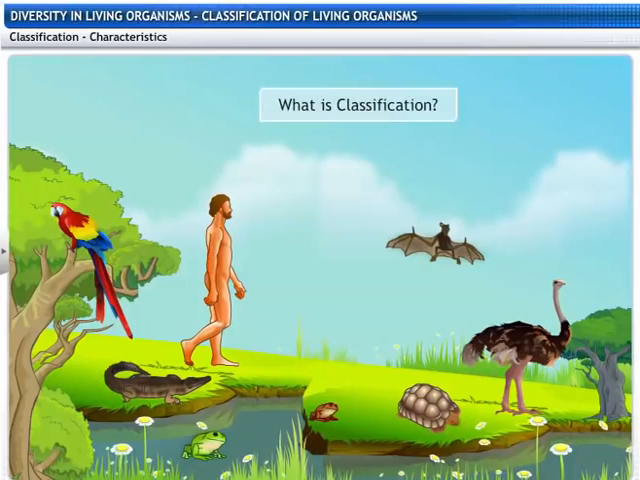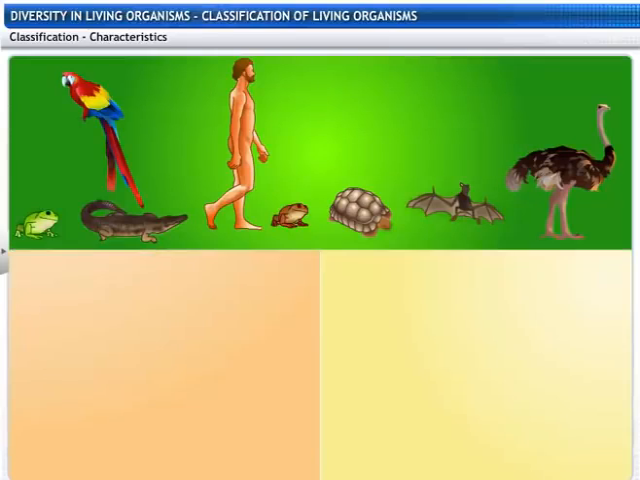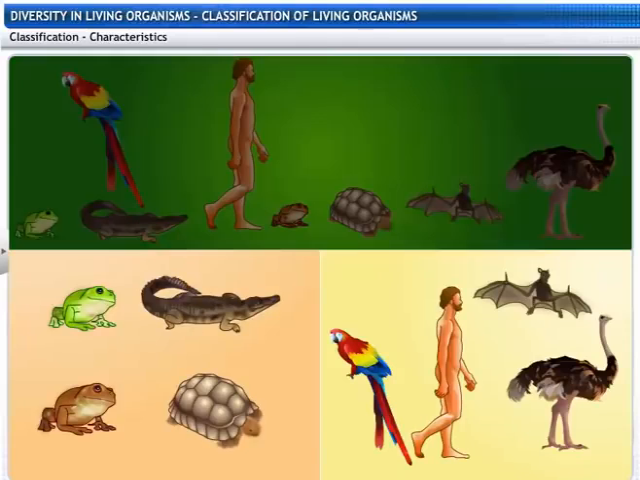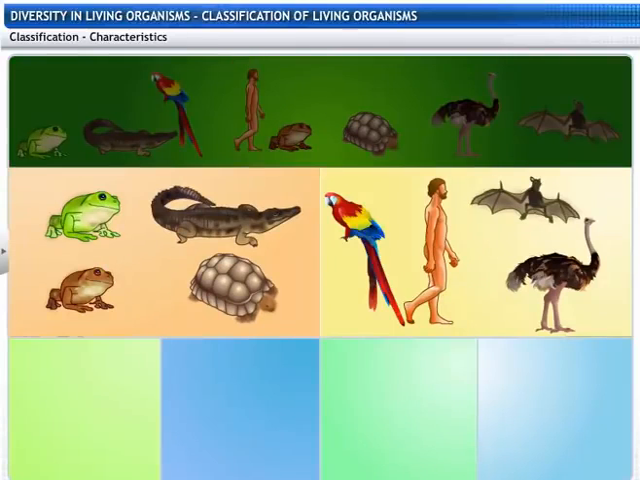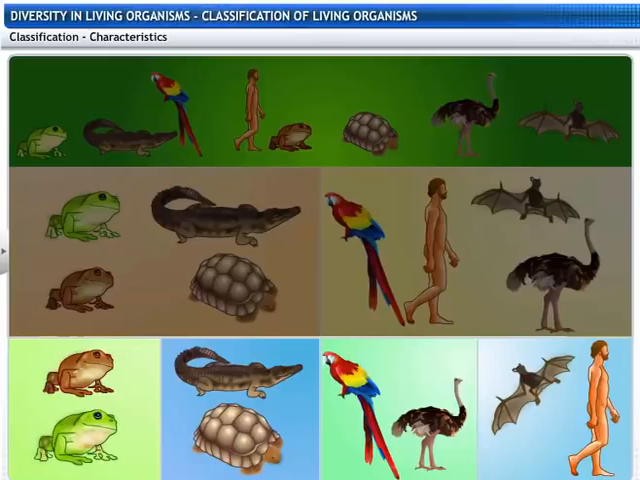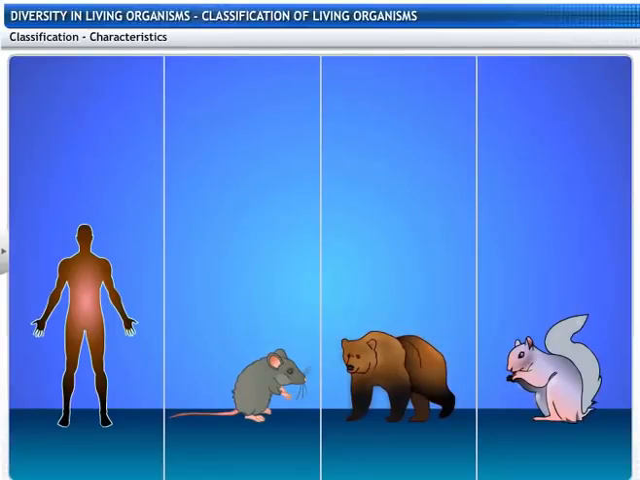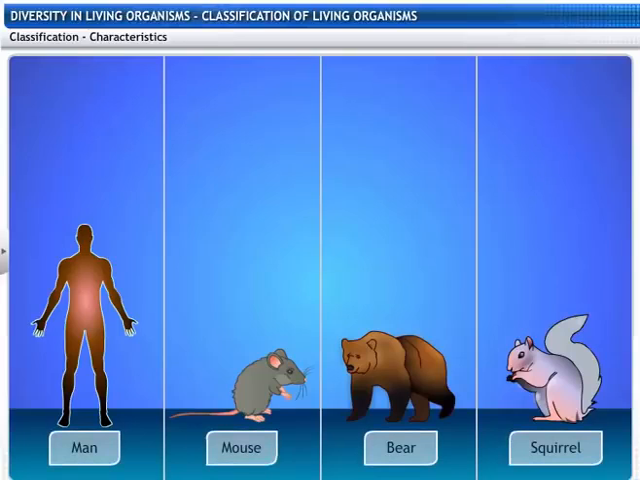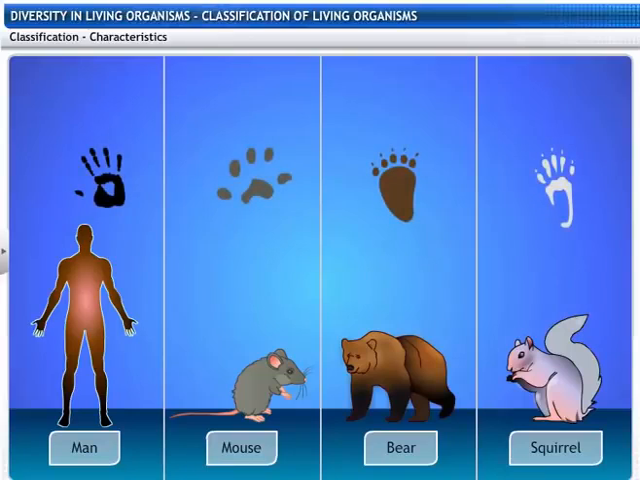What is classification? Classification is the division of living organisms on the basis of characteristics into groups and subgroups. A characteristic may be a particular form or function. For example, some animals have 5 fingers. This is a characteristic. The process of classification continues using a new characteristic each time.